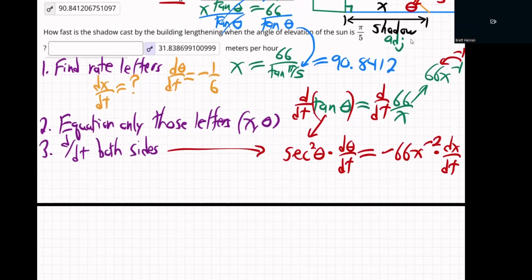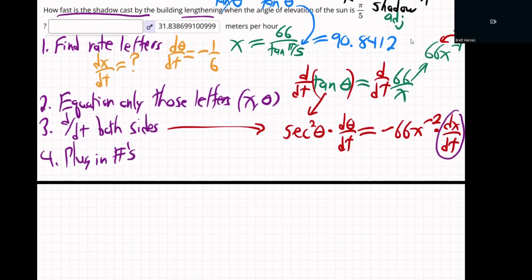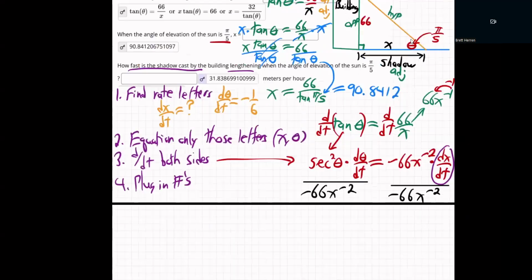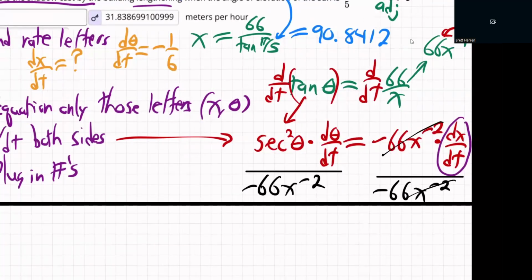Now step four, plug in the numbers. Plug in whatever other numbers you need. Now, what are we trying to find? We're trying to find how fast is the shadow lengthening. We're trying to find dx dt. That's what we want to get alone. Okay, so how do we do it? Well, we're going to get that alone. We're going to divide both sides by minus 6 x to the minus 2. Boom, boom. There we go.